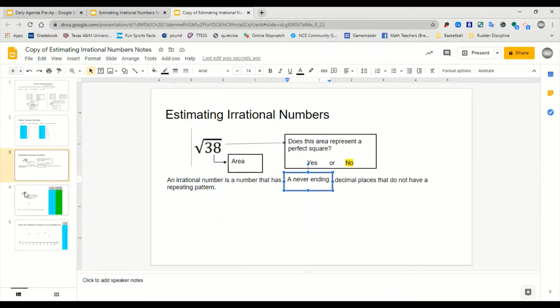All right, so we're going to do a little activity now. How could I estimate the value of this without having to use a calculator? We're going to use what we know about perfect square numbers and square roots to help me figure out, well, what is the square root of 38 pretty close to?